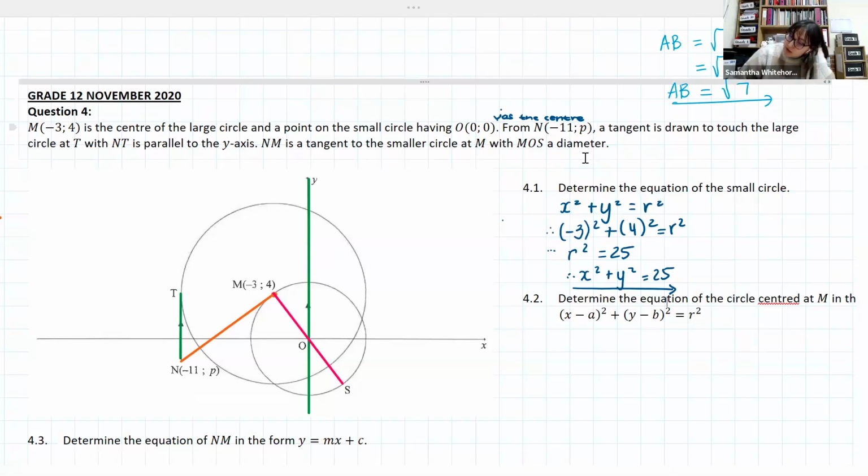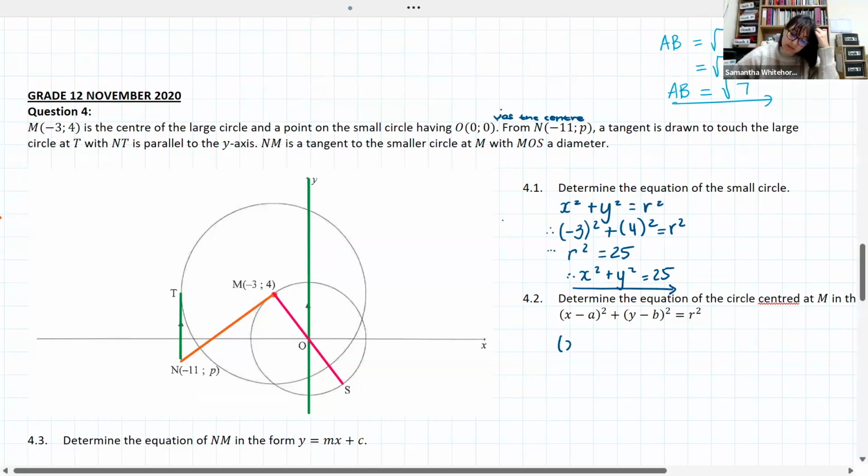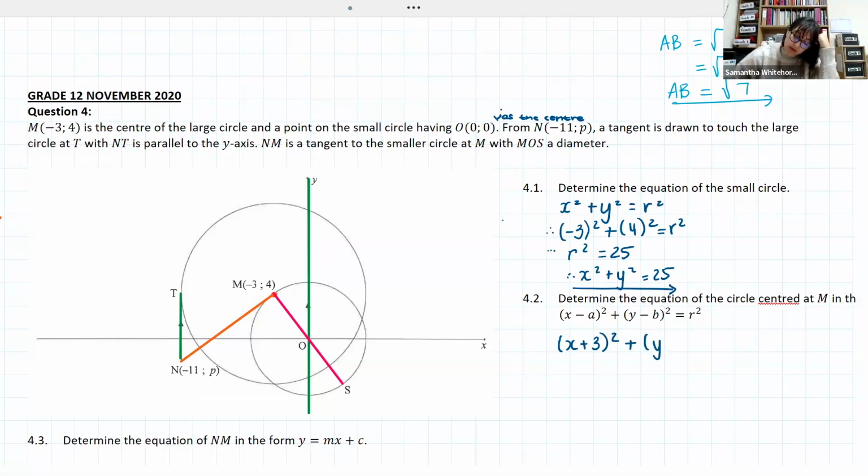Right, the next question says, determine the equation of the circle centered at M in the center radius form. Okay, we can do that. That's not too tricky. We know where the center is. So we know we've got x plus 3 squared plus y minus 4 squared. And we need to go and figure out what r squared is.